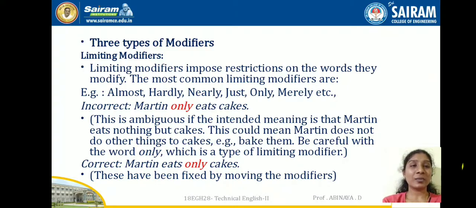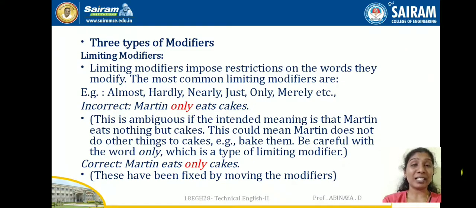So, here that "only" is not meant to modify the cake actually. Why? Because there is a distance between the cake and "only". I already told you, in limiting modifiers, mostly the modifier should be placed near the word that it modifies. Here "only" is a modifier that has to modify the cake, not Martin, neither the eats. Actually, it has to modify the word cake. So, it has to be placed near the cake. Why?